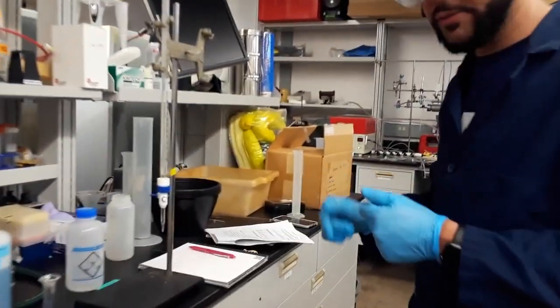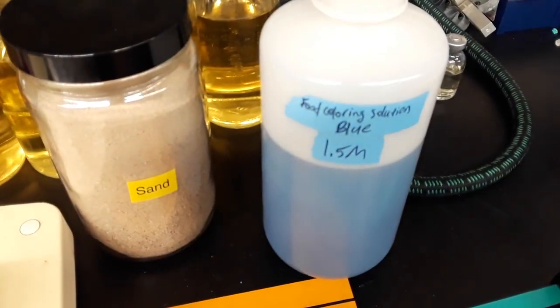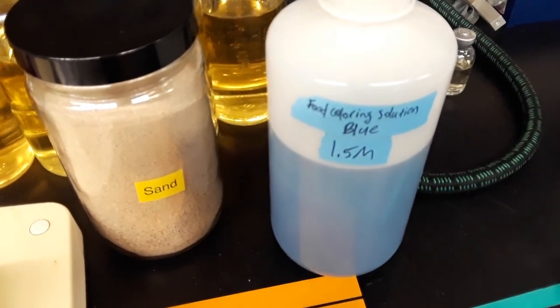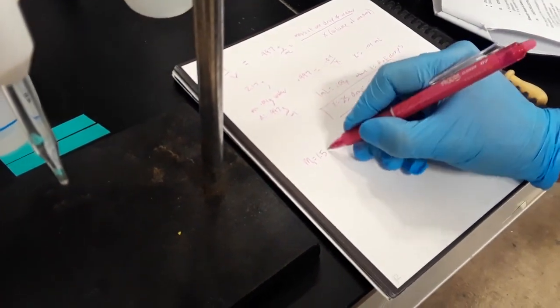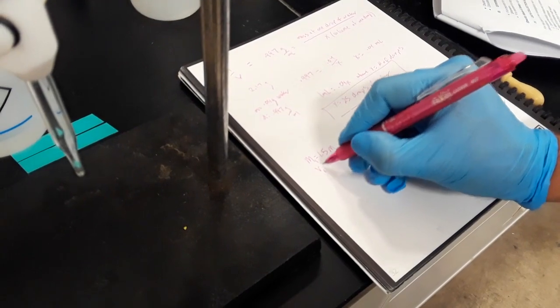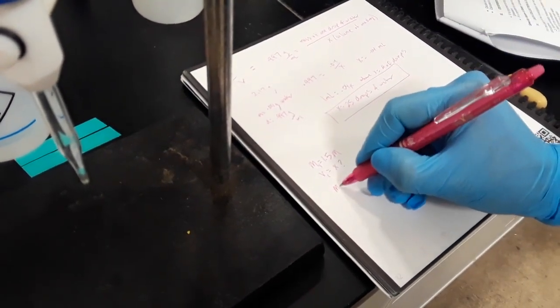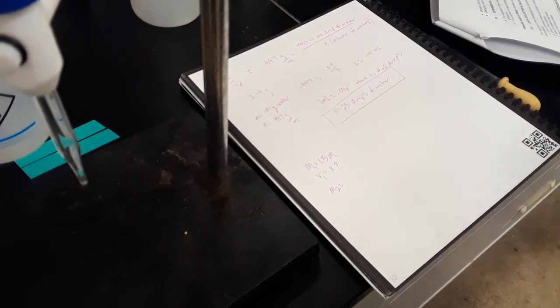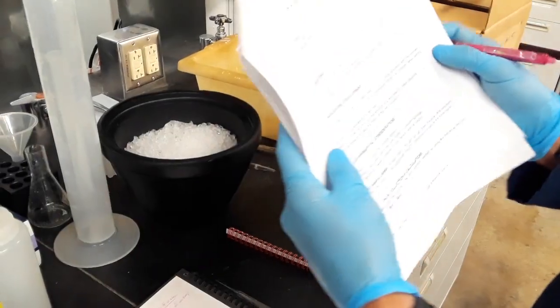So the first thing that we will do is look at our stock dye solution, which is at 1.5 molar, and this is our food coloring. And so I'm going to write that down. My M1 is 1.5 molar. My V1, this is what we are trying to calculate. And M2, our second concentration, is listed on the protocol. And the concentrations that we want to find are 0.3 molar, 0.75 molar, and 1.35 molar.